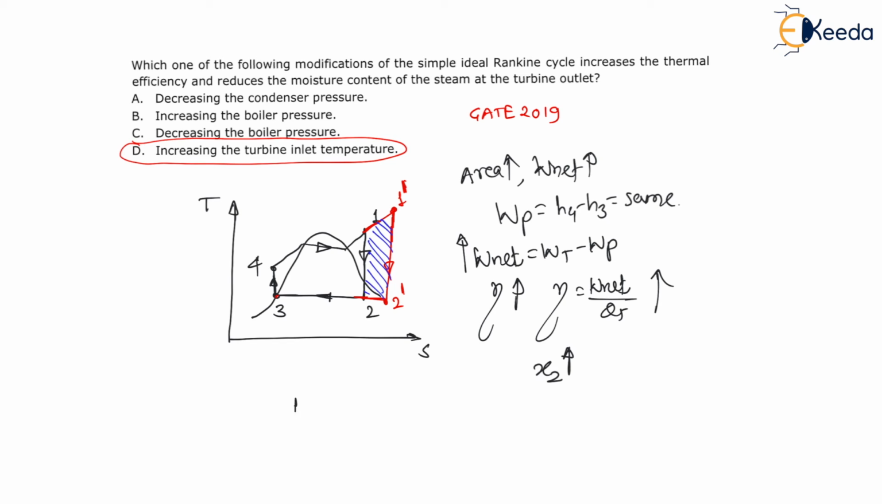Therefore, my dear students, whenever turbine inlet temperature is increased, thermal efficiency is increased, and quality at turbine exit is increased. Now, whenever quality at turbine exit is increased, the meaning of this is moisture content is decreased. Therefore, whenever turbine inlet temperature is increased, thermal efficiency is increased, and the moisture content will be decreased. Therefore, option D is the correct choice.